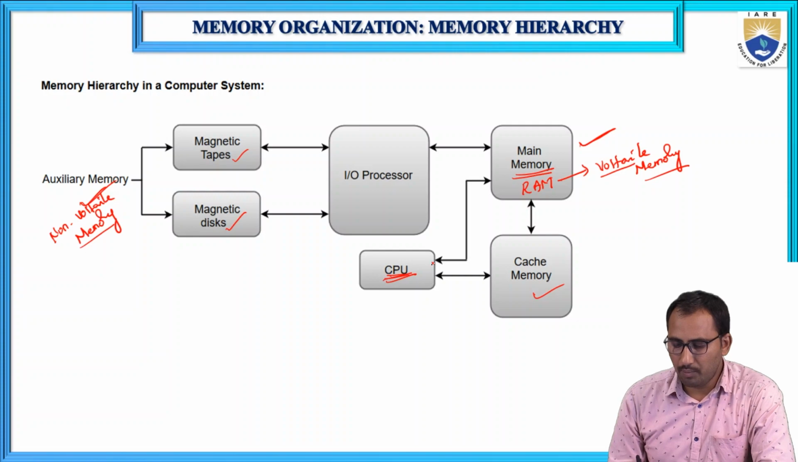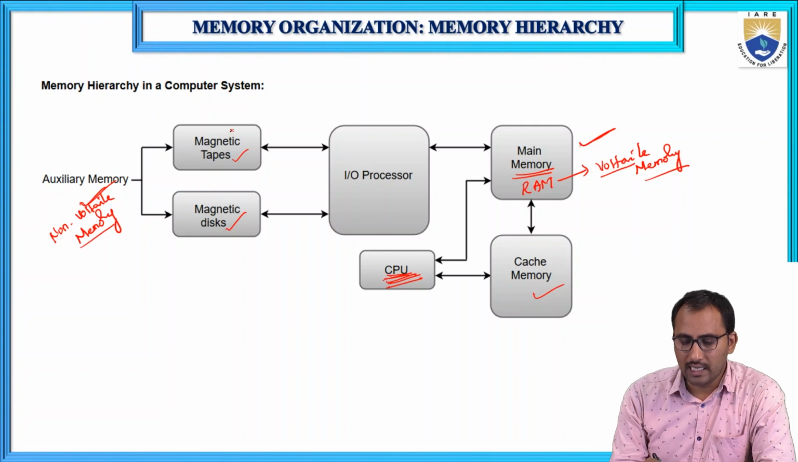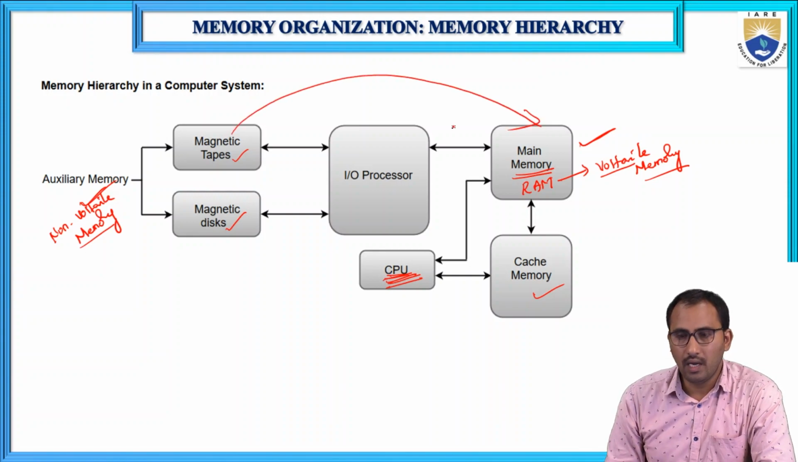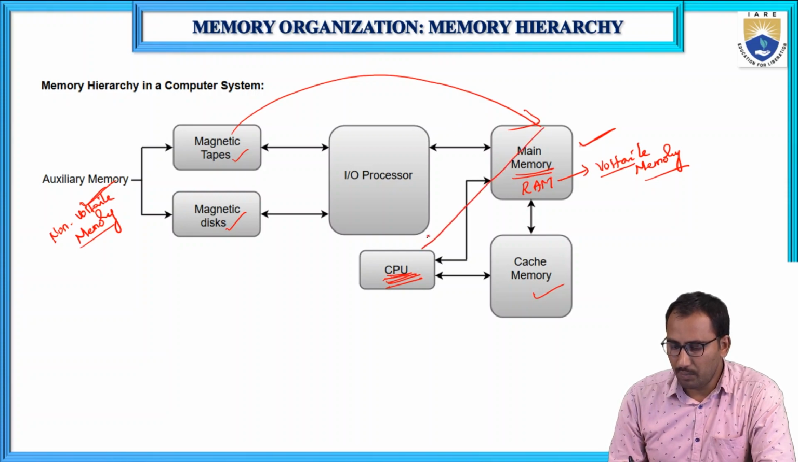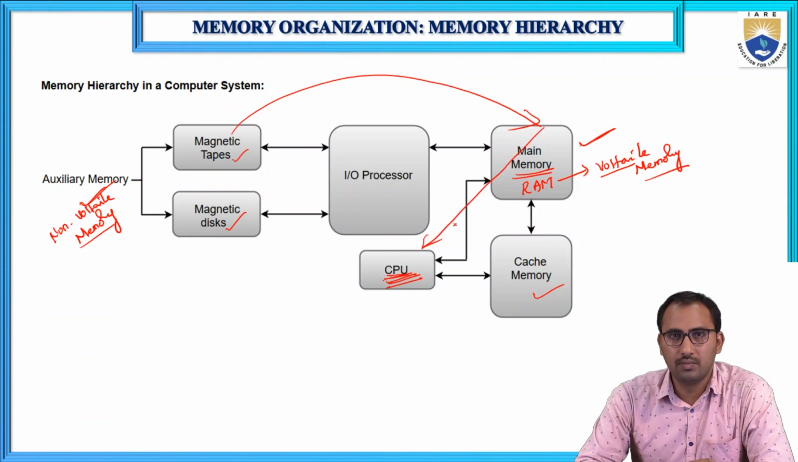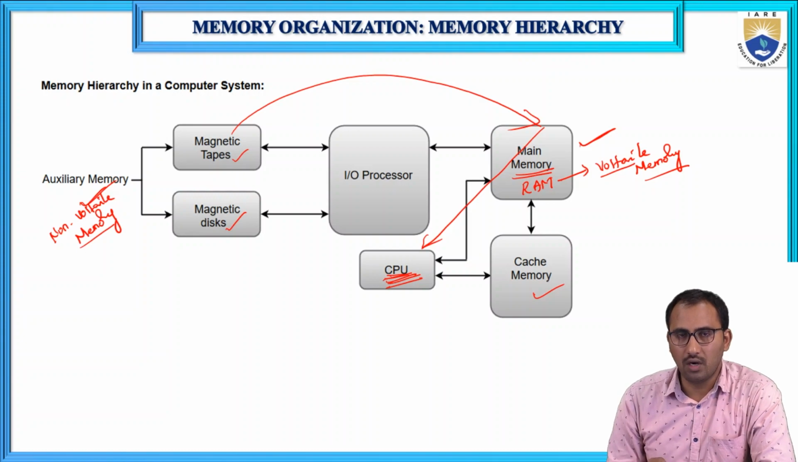Suppose the processor needs some programs and data to execute. The required programs and data will be transferred from auxiliary memory to the main memory, and from the main memory the CPU will execute them. That is the process by which the CPU executes the programs and the data.